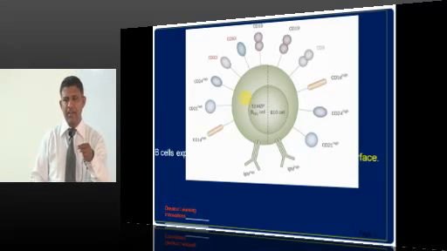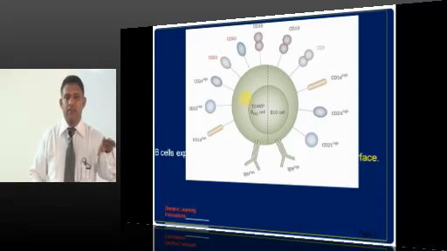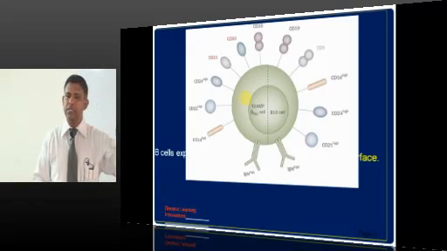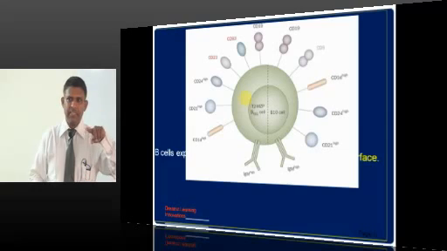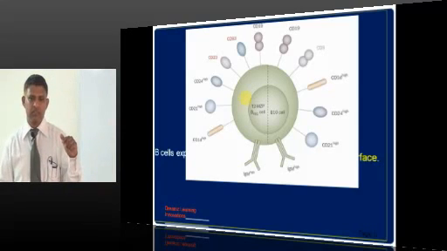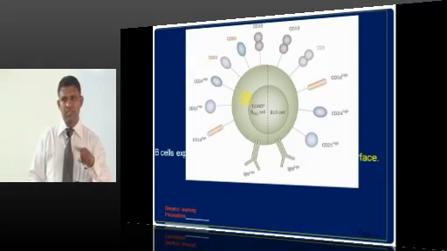It is CD19, 20, 21. Any cell that has a marker of CD19, CD20 or CD21 is a B cell. Any cell that has CD3 is a T cell; it is a universal marker for T cells. What is the marker for natural killer cells? 16 and 56. So these things are very important that you have to remember. They are very high yield in examination.